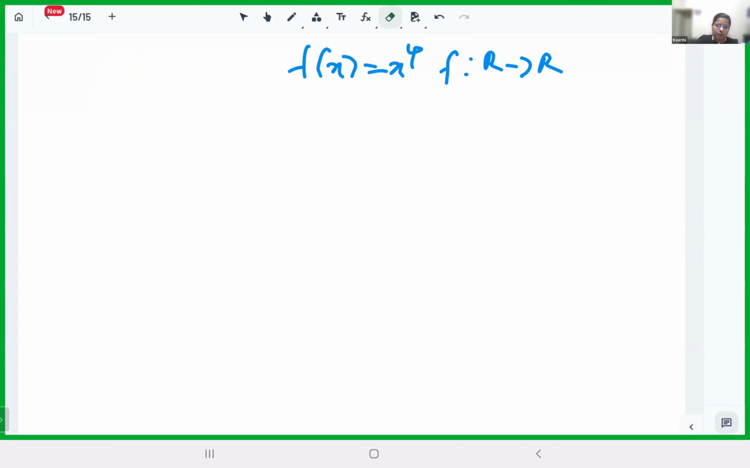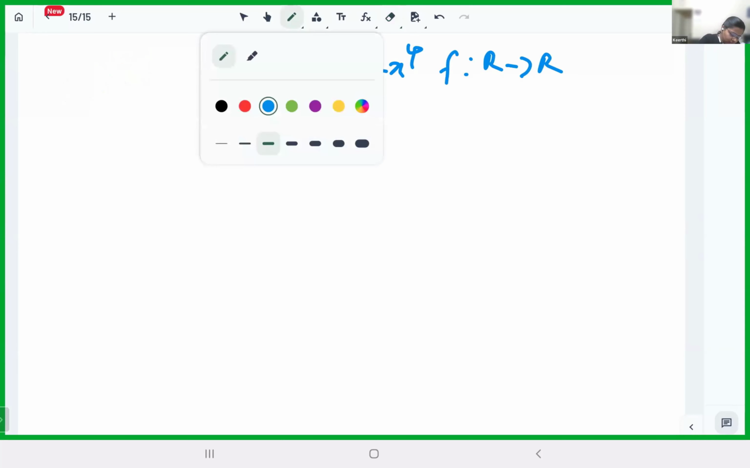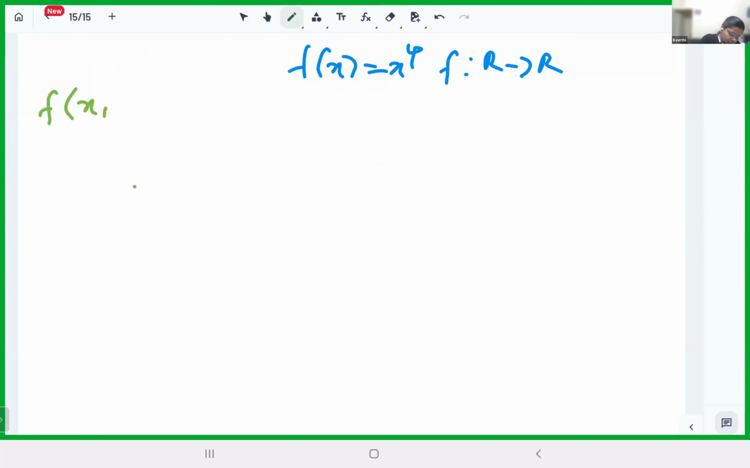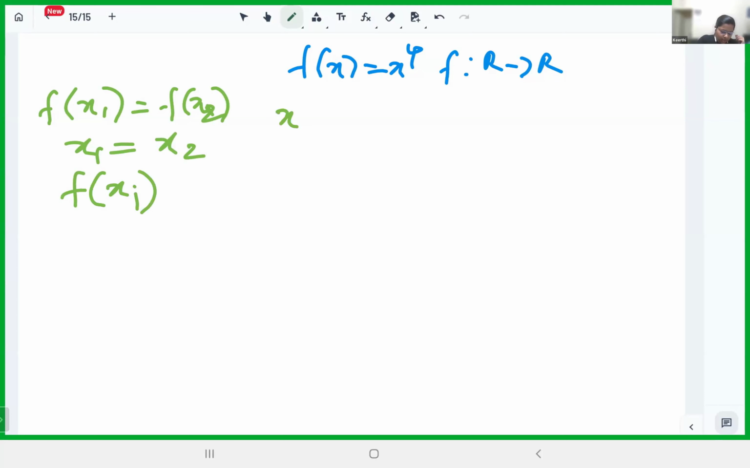First of all, we can start with one-one. We know that for a function to be one-one, if f of x1 is equal to f of x2, then x1 should be equal to x2. Then only it will become a one-one function, right? So here I'm going to take f of x1. Let x1 be equal to 2.